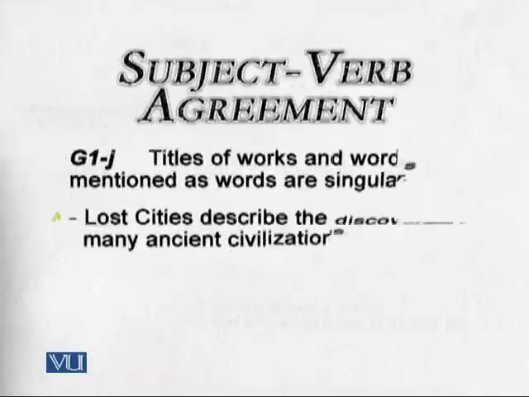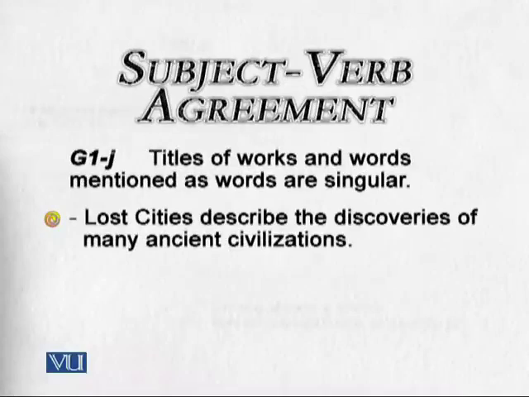Let's take an example. Lost Cities describe the discoveries of many ancient civilizations. Now, Lost Cities, let's say this is the name of a book. And the next verb is describe or describes. The rule says, if the titles are in plural form, it doesn't matter, the verb has to be singular. So, Lost Cities describes. This is how the sentence will be made.